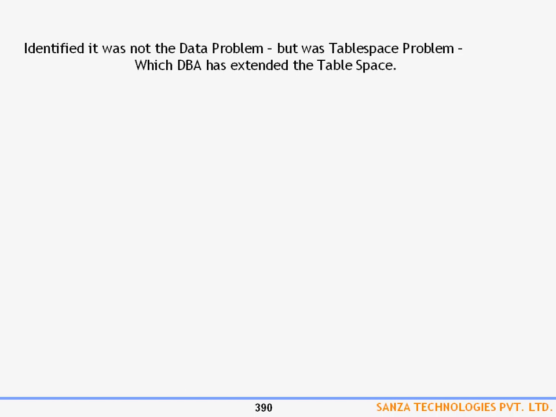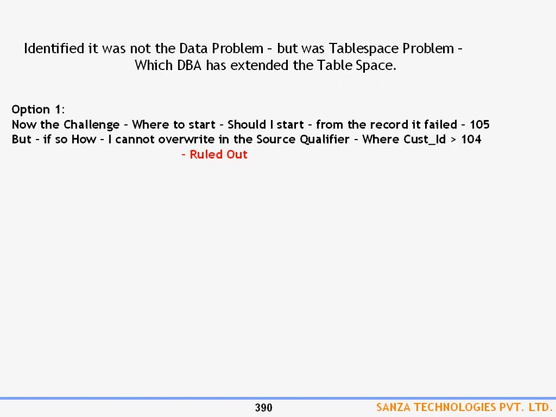So they have identified that it is not a data problem, but a table space problem. Now the DBA has extended the table space for that table in the database. Now the challenge: you have already loaded 5 records. Now where to start? Should I restart the load from the starting? Or should I start from the record at which it has failed?